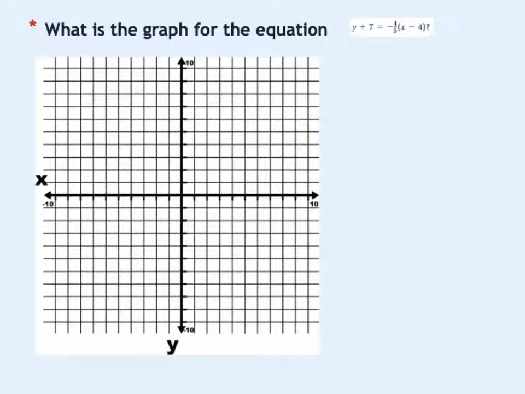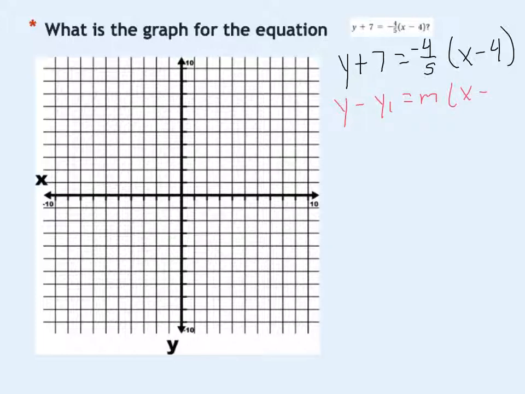For this problem, I want to actually graph this equation. I'm going to write this a little bit bigger. This is y plus 7 is equal to -4/5, and then x minus 4. Now remember, my point-slope formula is y minus y1 is equal to my m, x minus my x1. So when I compare these, if it shows a positive, that means my y1 is going to be negative.